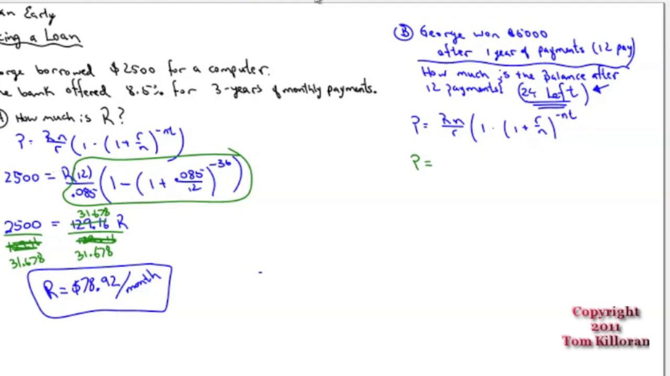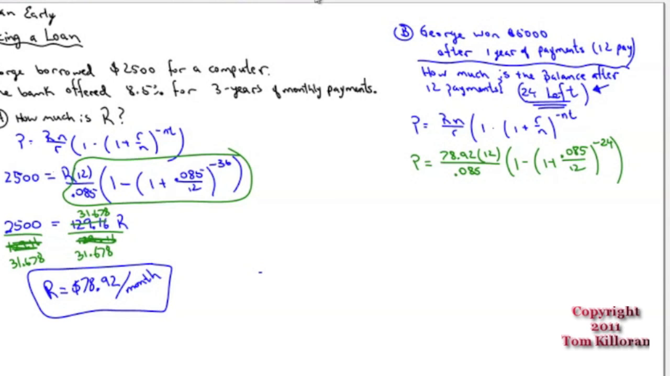So I have no clue what principal is. Do I know the required payment? Yes. It's down there, 78.92. N is still 12. The interest rate is still 0.085. 1 minus 1 plus 0.085 over 12 raised to the... This is where you have to think. You're making a new loan. You know your payment, and you're just looking for the principal. How many months am I going to pay this loan? 24 months left, so this will be negative 24 times 12.